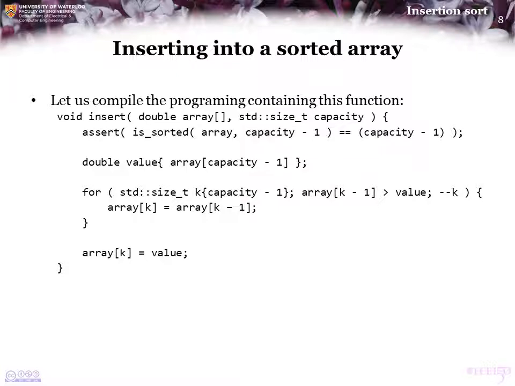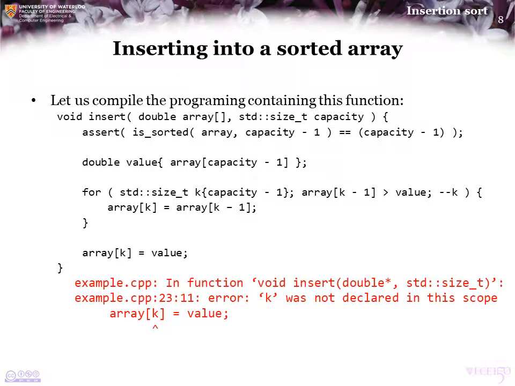All right, let us compile the program containing this function. Well, unfortunately, instead of compiling, we get a compilation error. It specifically says on a specific line that k was not declared in this scope. Now, that line is the assigning of array entry k the value of the local variable value. Okay, so what happened here?